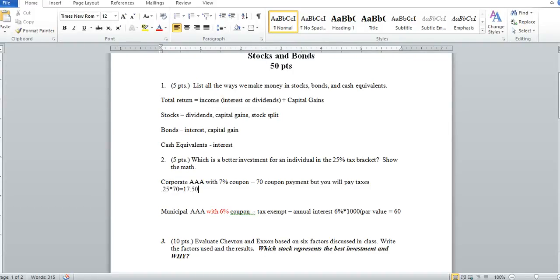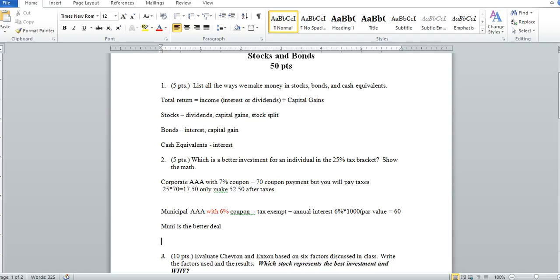Okay, so $70 subtract $17.50, which means I only make $52.50 after I pay taxes. So which one is a better deal? The muni where I make $60 or the corporate where I make $52? And of course the answer here would be the muni. Muni is the better deal.